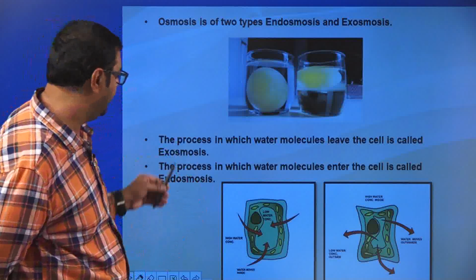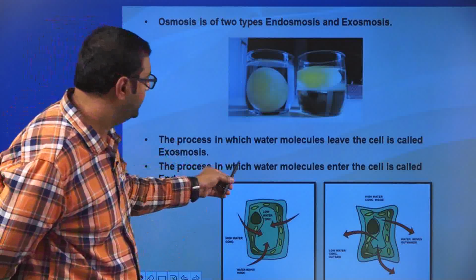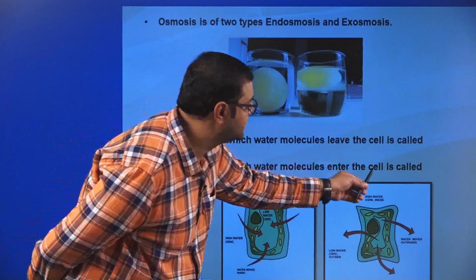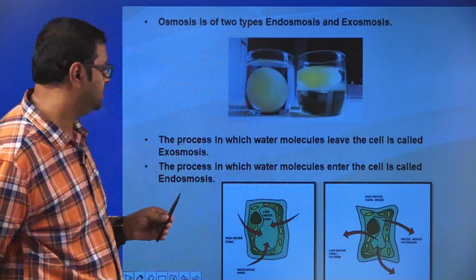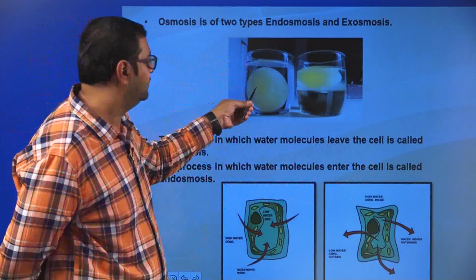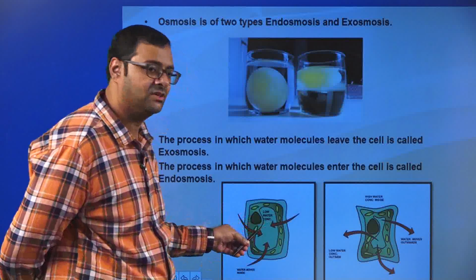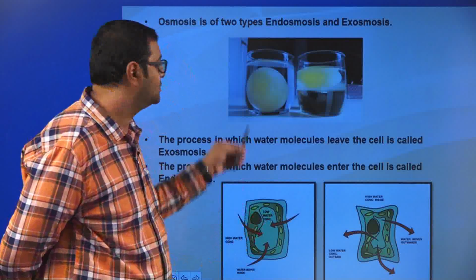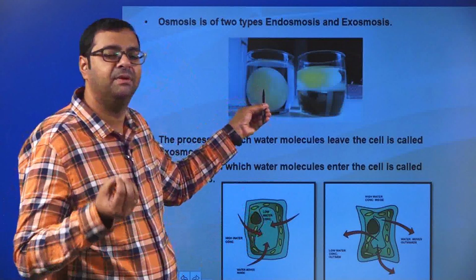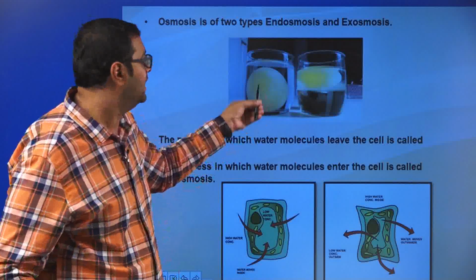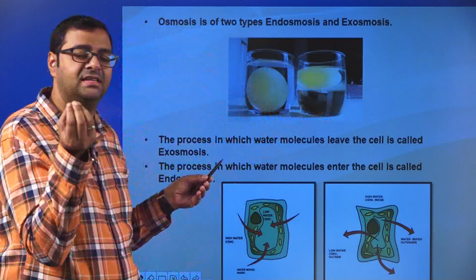And the next procedure is endosmosis. Now what is endosmosis? The process in which water molecules enter the cell is called endosmosis. Now when you see these 2 definitions, water molecules entering into the cell, that is from high concentration of water to low concentration of water. So the water will move inside. So this is an example of endosmosis wherein the egg membrane has swollen. And the second one is exosmosis, where the cell has shrunk.